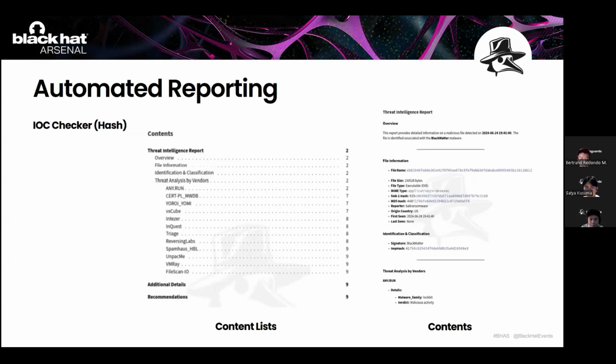The second one is for the IOC checker where hash input is used as the input parameter, where there are also three main contents, which are threat intelligence report, additional details, and recommendation. For the threat intelligence report, we have some subclasses such as overview, file information, identification and classification, and threat analysis by vendors. On the right image is the detailed content from the report, such as file name, file size, file type, MIME type, the hash information, and the last seen information.